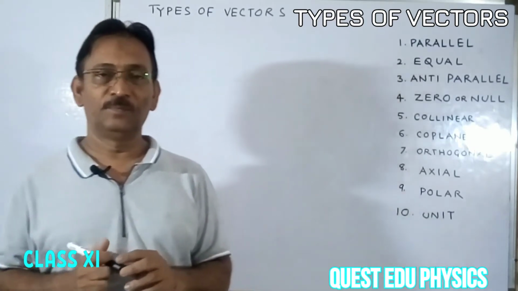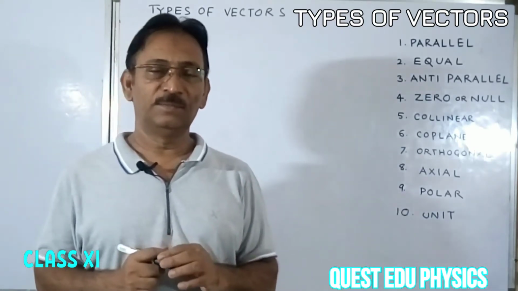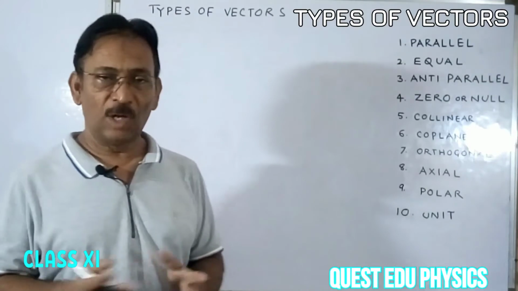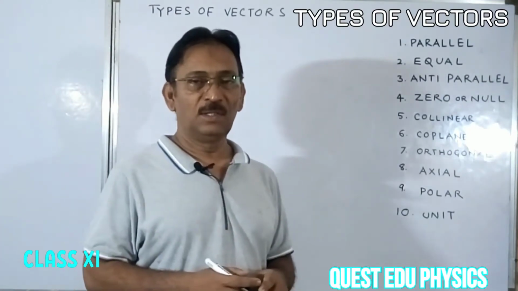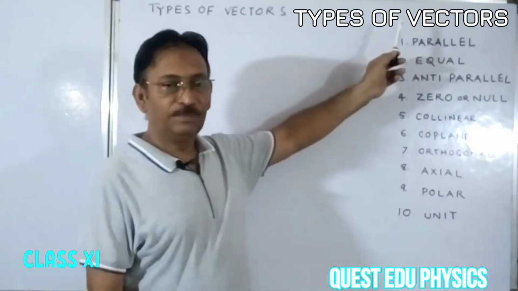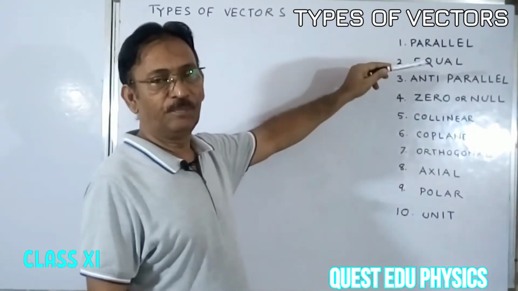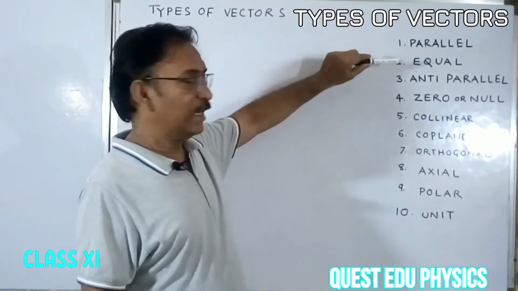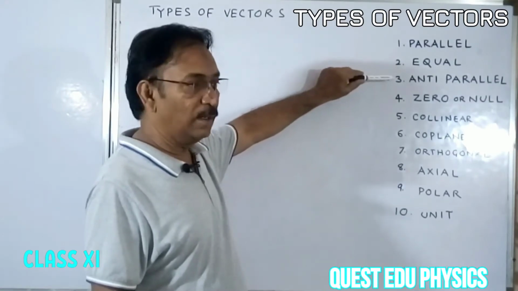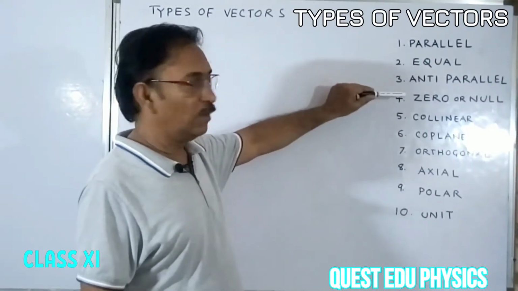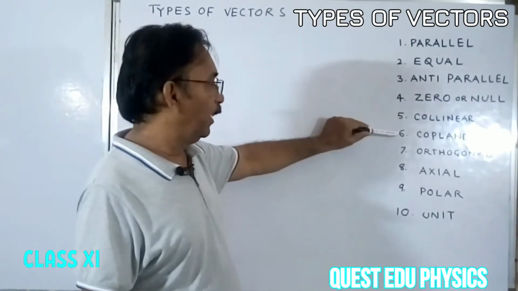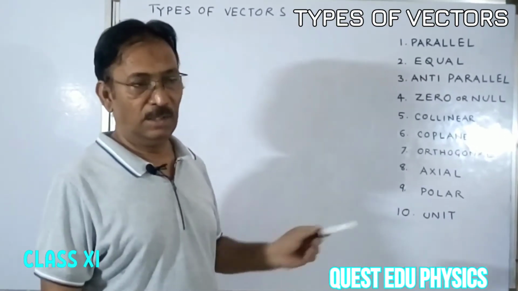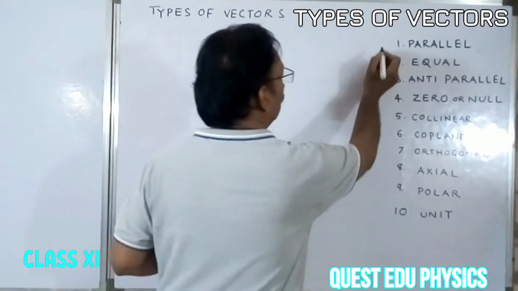A physical quantity is said to be a vector if it has both magnitude and direction, and we are going to learn about the types of vectors. If you watch the board, I listed around 10 vectors. Actually we have so many, but these are very important. The first is parallel, the second is equal, the third is antiparallel, the fourth is a zero vector or null vector, and then collinear, coplanar, orthogonal, axial, polar and unit. These are the types of vectors. First we start with the parallel.